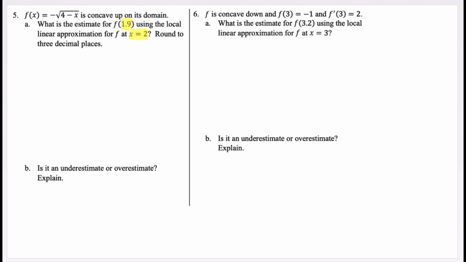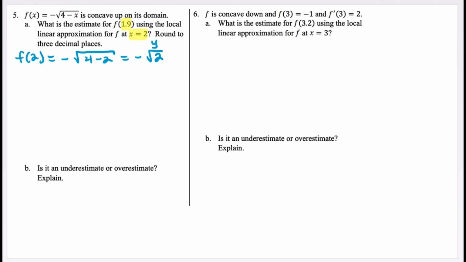Now, for this particular problem, I do need additional information. I only know the x value of the tangent line. I need to also know the output value, the y value. So I need to plug 2 into f. I need to figure out what f of 2 is, which will be negative square root of 4 minus 2, which would be negative square root of 2. So that is my y value. Just going to write it a little bit better. Okay, so that's going to be my y value. That goes with my x value. So this is my y.